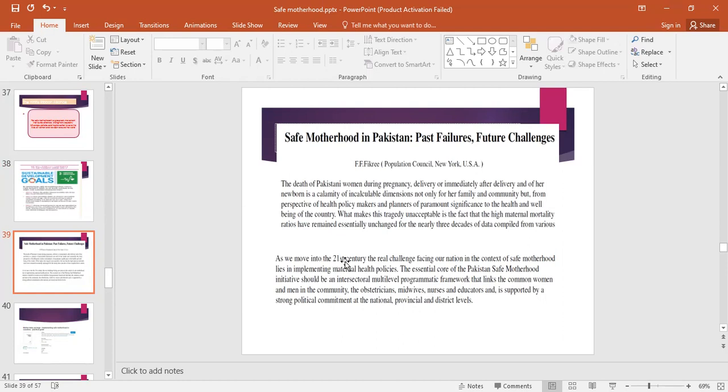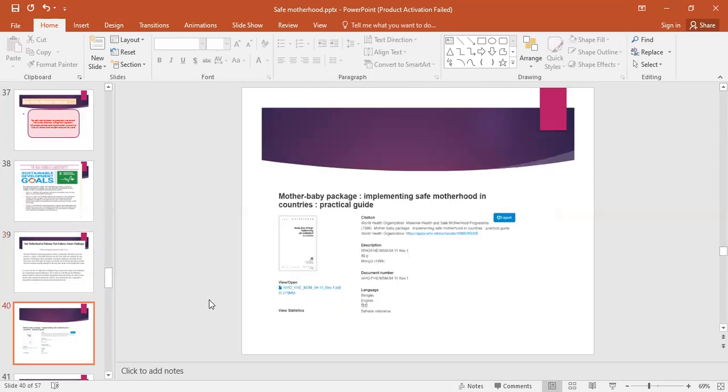As we move into the 21st century, the real challenge facing our nation in the context of safe motherhood is implementing maternal health policy. The essential core of Pakistan's Safe Motherhood Initiative should be an intersectoral, multi-level, pragmatic framework that links the common woman and man in the community, the OB/GYN, midwife, nurses, and educators, and is supported by strong political commitment at the national, provincial, and district level.